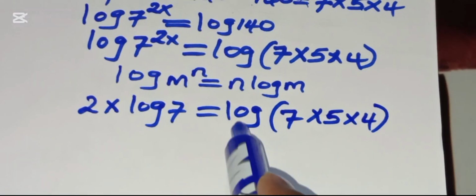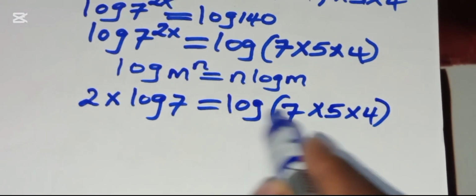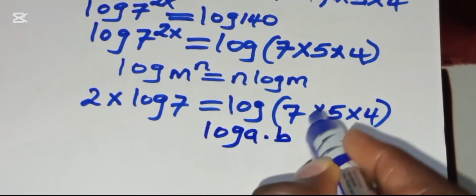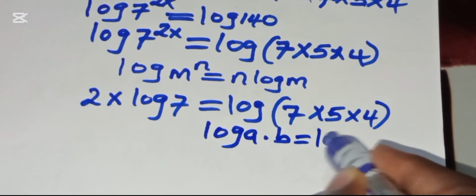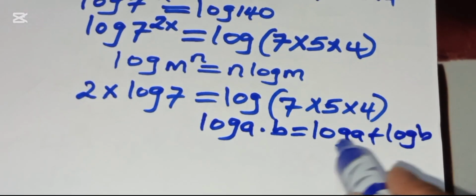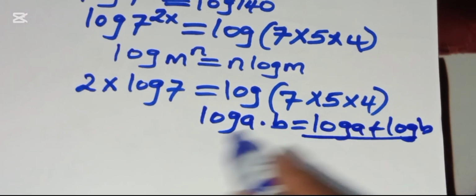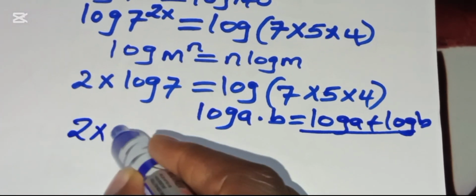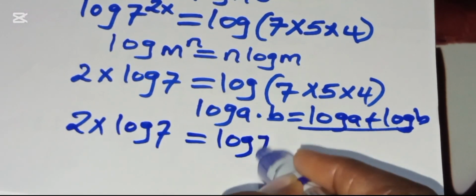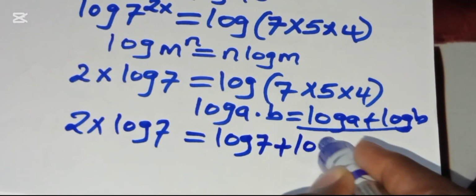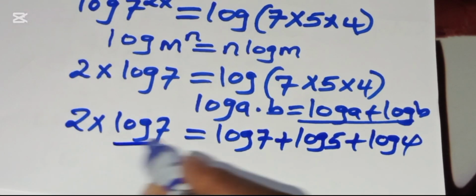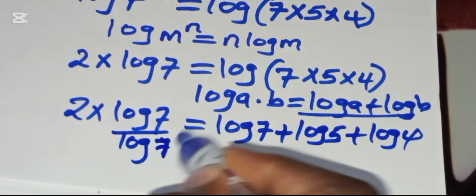Now from what we have on the right hand side, log of 7 times 5 times 4, this is in the form of log a multiplying by b, which we can express as log a plus log b. So let's apply this property, so that we're going to have 2x log 7 equal to log 7 plus log 5 plus log 4. So we divide both sides by log 7.